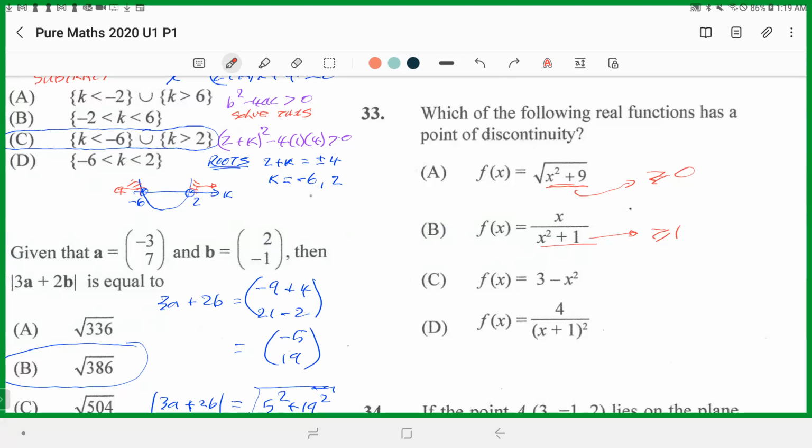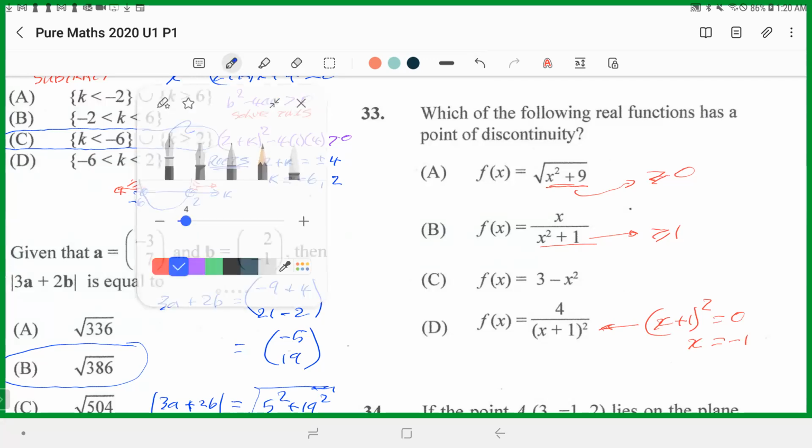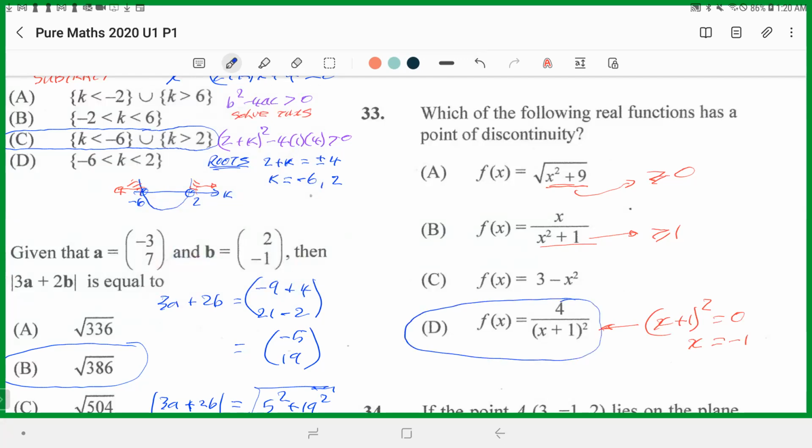This one becomes discontinuous when the denominator equals 0. So the question is, can the denominator equal 0? This can equal 0, because you're starting at 1 and you're always adding something. So basically, you want to see if this can be equal to 0. So you put x plus 1 squared equals 0. Square both sides, and that happens when x equals -1. So yes, it can be 0, and so it has a point of discontinuity. You can't divide by 0. So this is the answer. It is discontinuous when x equals -1, because that's when the denominator becomes equal to 0.